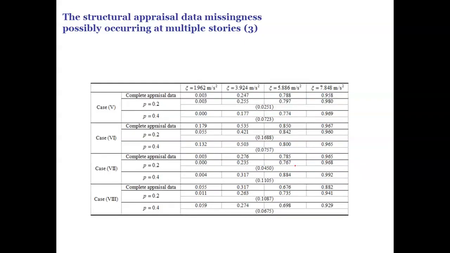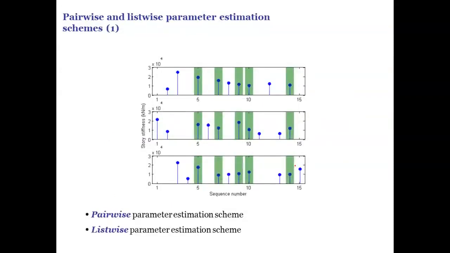If this is the case, then data missingness events warrant some research effort so that the effect of the data missingness can be mitigated. How can we mitigate the effect of data missingness? There are 2 straightforward ways to do this. We still look at this simple example, the 3-story linear system. For example, we have this kind of structural appraisal data.